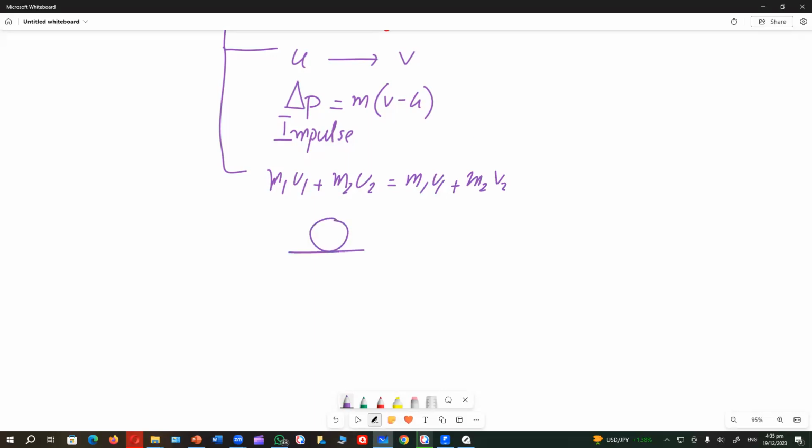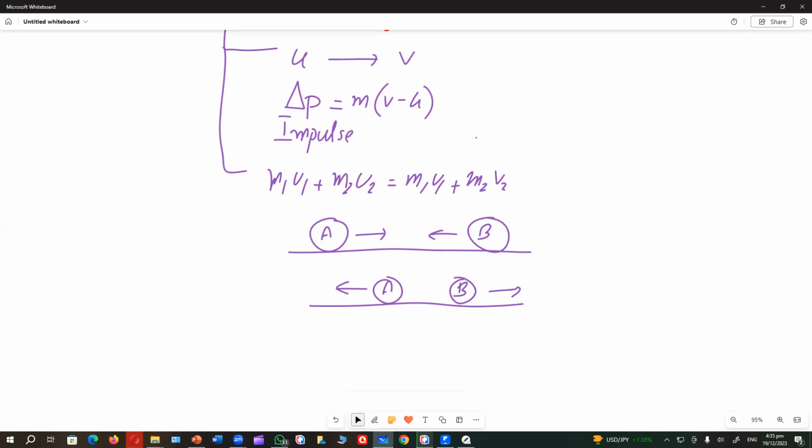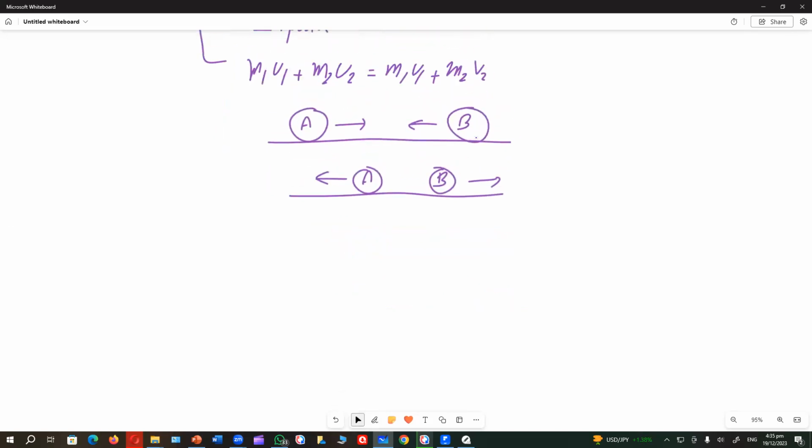So suppose there are two balls, A and B, moving on a track. They're moving towards each other. They collide and they go back like this. This is a collision between two balls and the objects rebound. This is called the law of conservation of momentum.